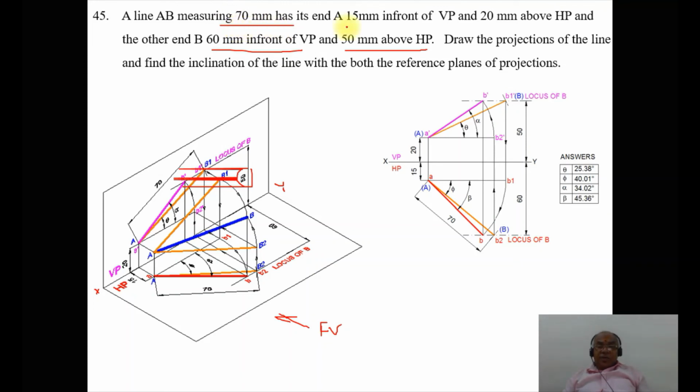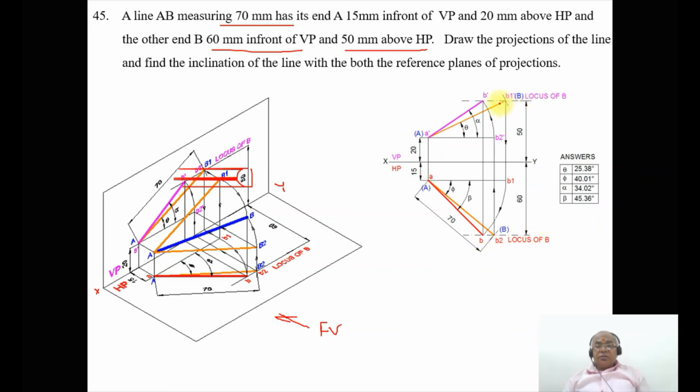Now as the true length is given, which is 70 mm, you know that the true length is both in the front view as well as in the top view, we are going to have the same distance. So by using the compass you measure the radius of 70 with A dash as center, cut an arc on the locus of B in the front view, and with center A, again you take the same radius and cut an arc on the locus of B in the top view.